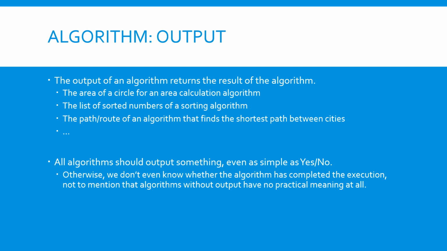Unlike input, which is optional, all algorithms must have some outputs. An output could be as simple as yes or no, but it cannot be empty. This is because without an output, we don't even know whether the algorithm is executed. Not to mention that algorithms without output have no practical value at all.